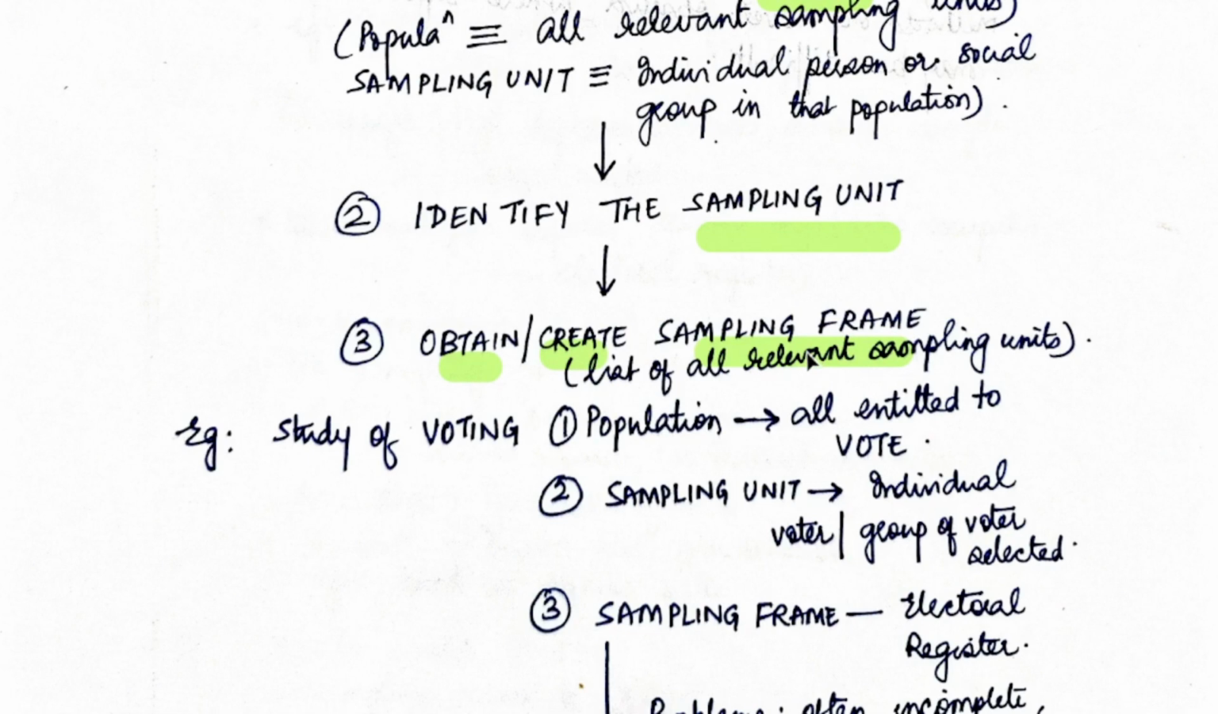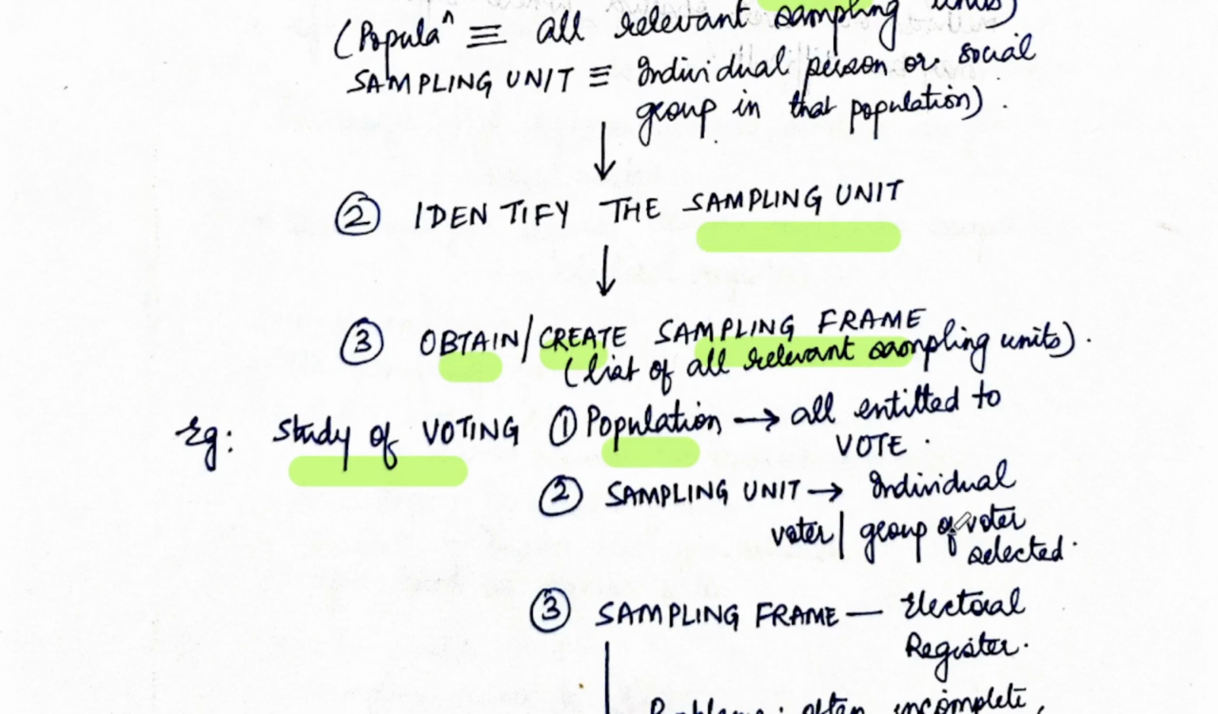What does sampling frame mean? It means the master list from which we are going to draw names. Now we will take the example of a study of voting to understand these steps and concepts better. Let's say the first step is to identify the target population. So in the example of a study of voting, this population will mean all who are entitled to vote. So all people who are entitled to vote will come under the target population.